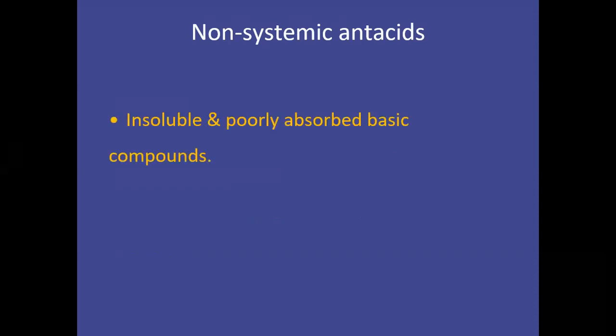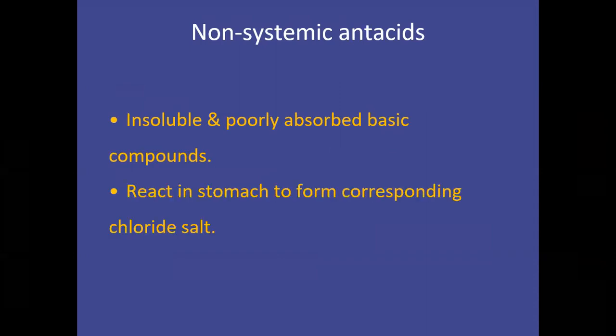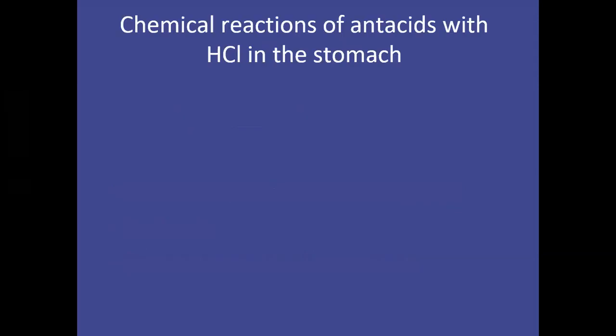And then some discussion on non-systemic antacids. They are insoluble and poorly absorbed basic compounds. If they are not absorbed, they act locally and their effects are localized in the GIT. They react in the stomach to form corresponding chloride salts. Chloride comes from HCl, and they are devoid of systemic adverse effects. So they are better, they are preferred. Now, chemical reactions, as I mentioned, they do not require any receptor, just the presence of these drugs produces a chemical reaction, which is a pharmacological activity.